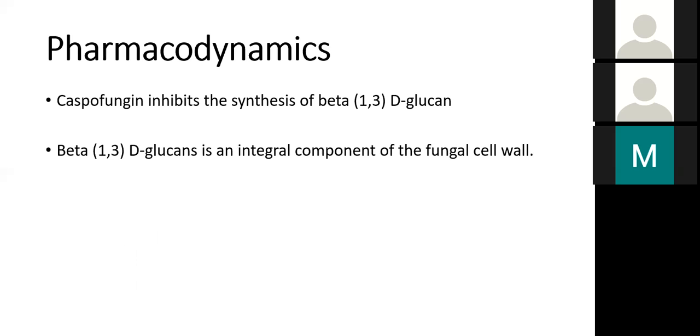So what it does is that it inhibits the synthesis of beta 1,3-D glucan, which is a part of the fungal cell wall. Take note that the others usually inhibit ergosterol synthesis, which is part of the fungal cell membrane. Some of them also inhibit pyrimidine RNA synthesis, but this particular one inhibits the glucan as part of the fungal cell wall and leads to the destruction of the fungi.